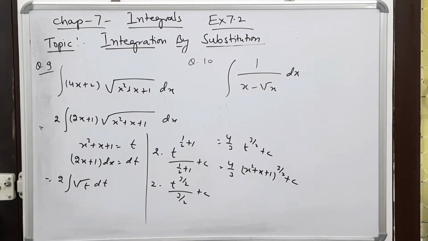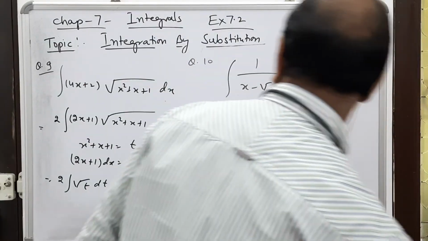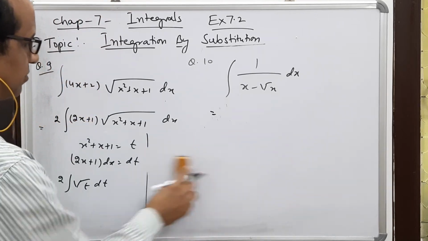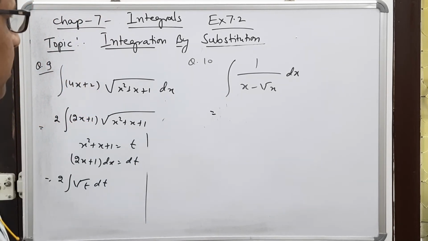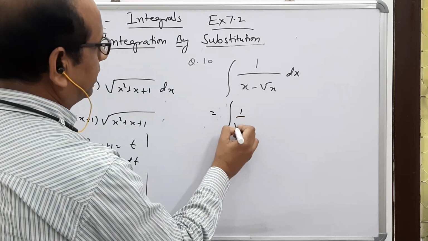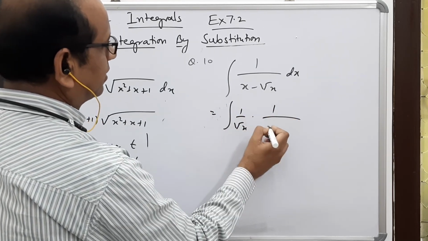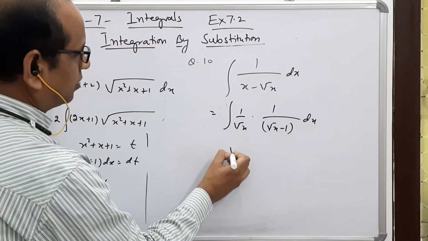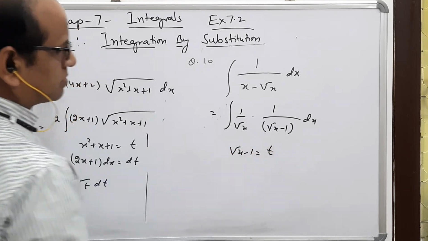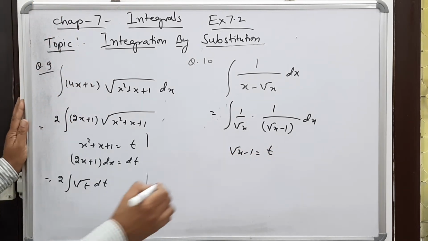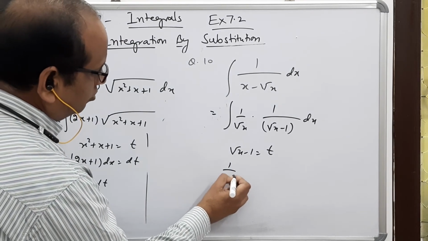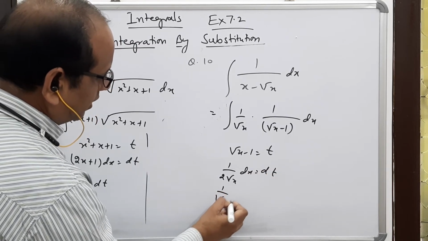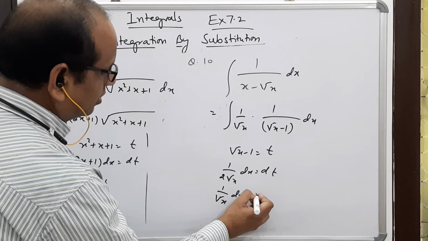See, in the second part, if you study nicely, you will find that we can take root x common. This part I am rubbing now. If you take root x common, then it is 1 by root x, and here root x minus 1 dx. Now, if I take root x minus 1 as t, then the derivative is 1 upon 2 root x dx equals dt, or 1 upon root x dx is 2 dt.